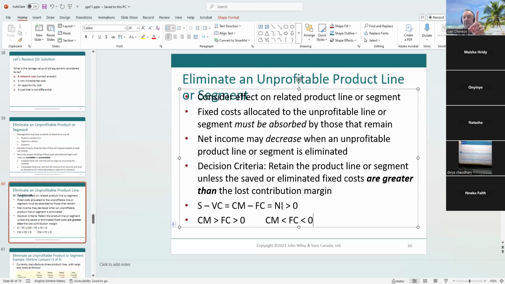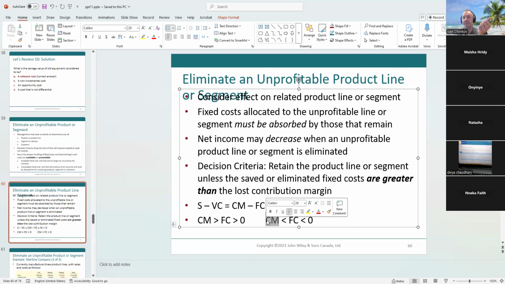Why is that? Because if the contribution margin is less than the fixed cost, it means if we eliminate that one, that's what's going to happen. The fixed cost saving will be more than the contribution margin loss. Make sense?